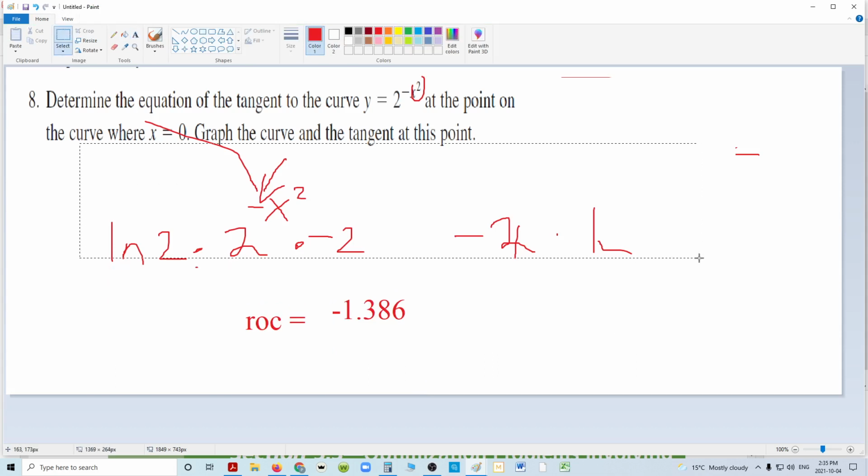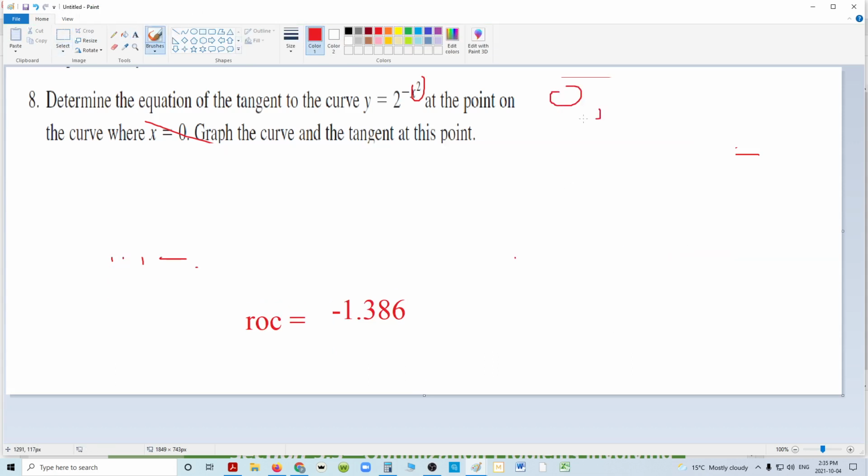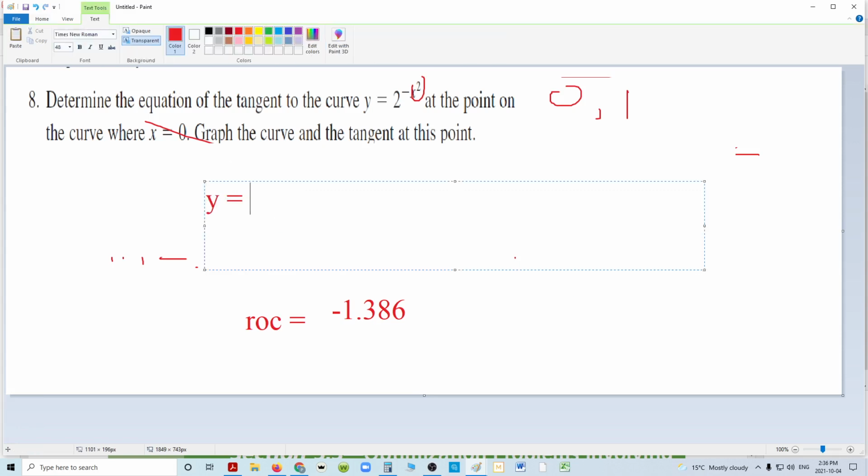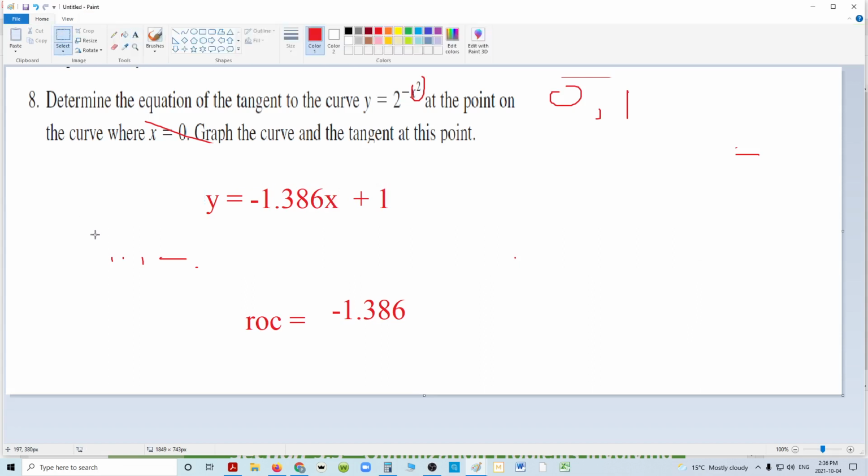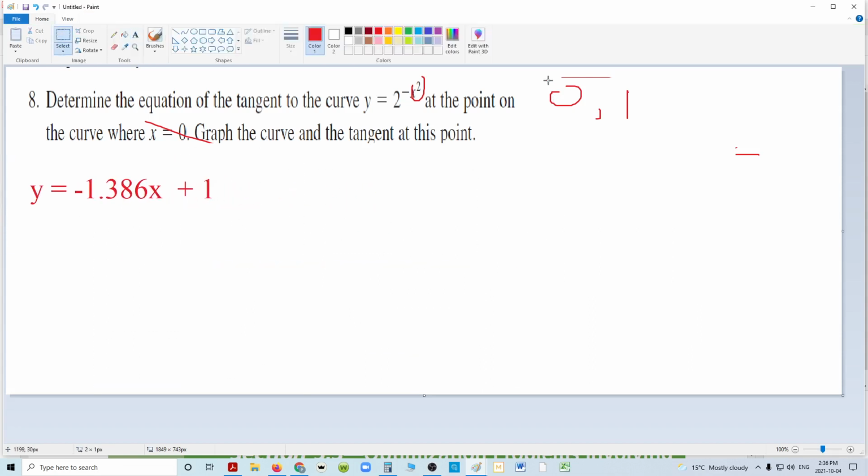To do the formula, we know that when x is 0, y is 1. And you do y is equal to mx plus b, but we know x is 0, so 1 is equal to b, which means b is 1. So that means y is equal to minus 1.386 x plus 1 is the formula. The question for me is, what does this graph look like? So I'm going to do a bunch of x and y values just to get an idea.